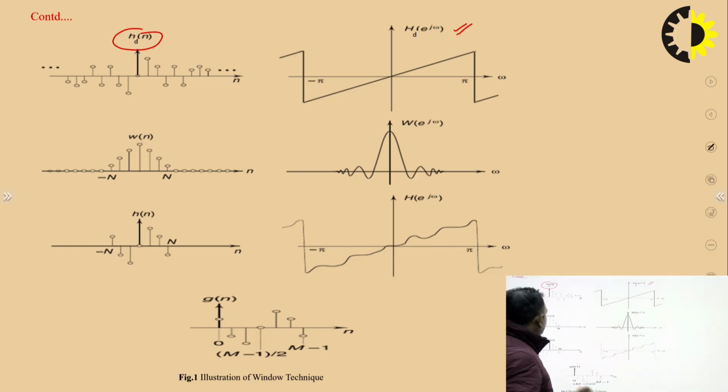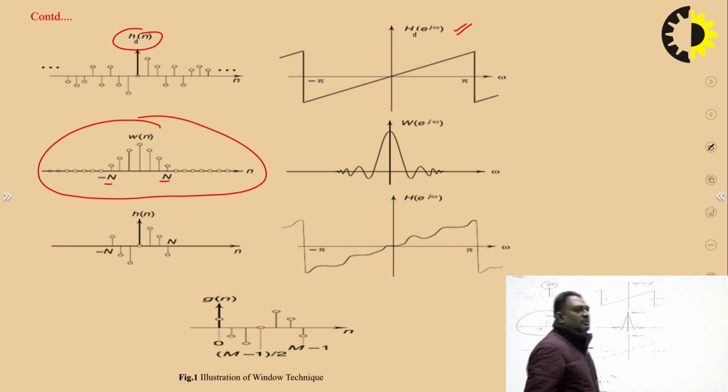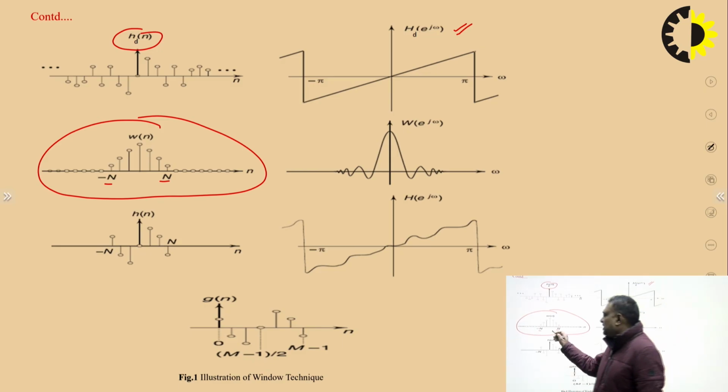And this is our window function. We have taken a generalized window function, with length from minus N to N. Because of the minus value, there are two types of window functions: symmetric and causal. Whenever your window function starts from 0, we call it a causal window function; otherwise we call it a symmetric window function. So this is a symmetric window function.